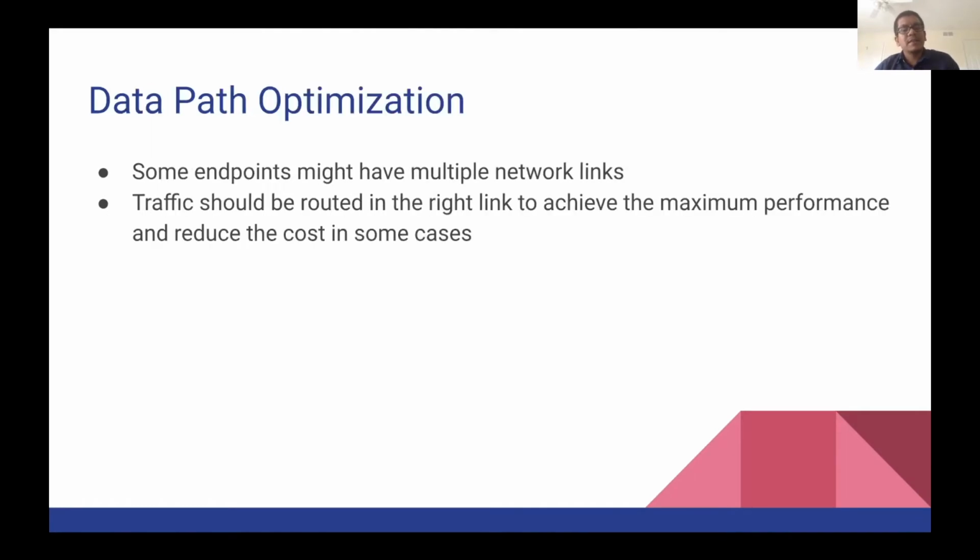And the other one is data path optimization. This comes into the picture in cases where you have endpoints with multiple network links, and the transfer solution should be smart enough to pick the right network link to get the maximum throughput, or in some cases, even to reduce the network cost, especially in the cloud endpoints.